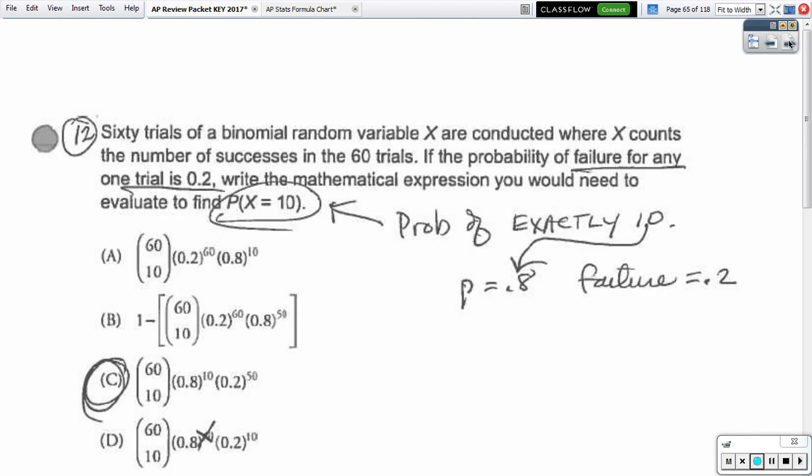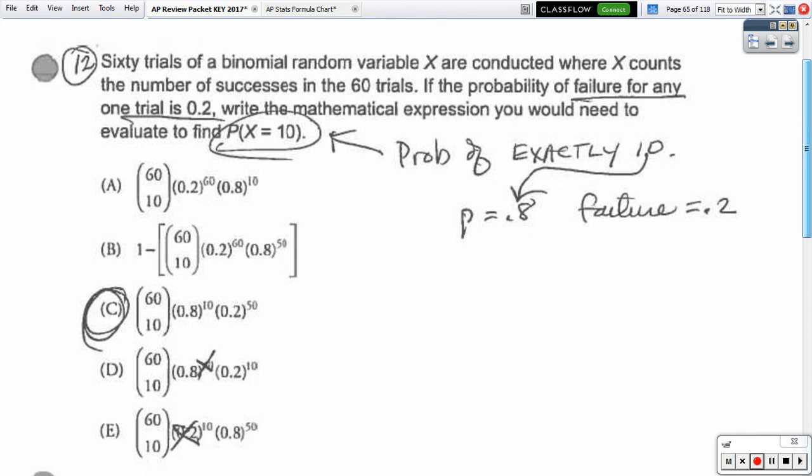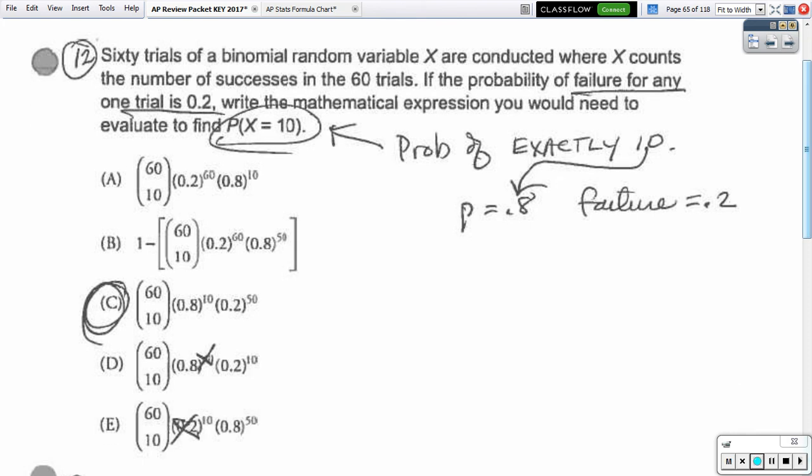And next, number 12. Okay, so the probability of failure is 0.2. So we are wanting the success rate. We want exactly 10 successes. X is the number of successes. That's what it tells us right here. And so X is the number of successes. So we want exactly 10 successes. Okay. So you keep that straight. That's how we knew we wanted the successes, not the failures. It defined X as successes.